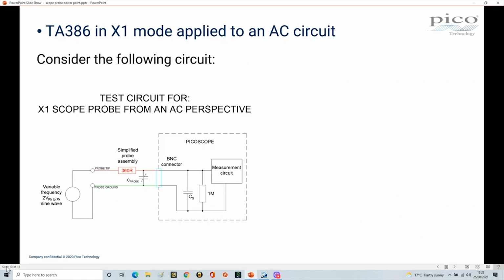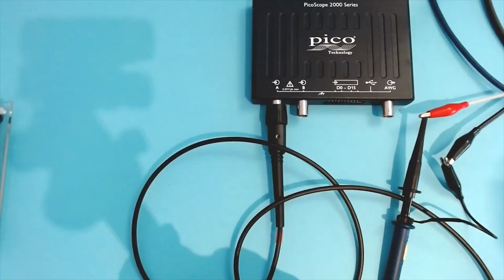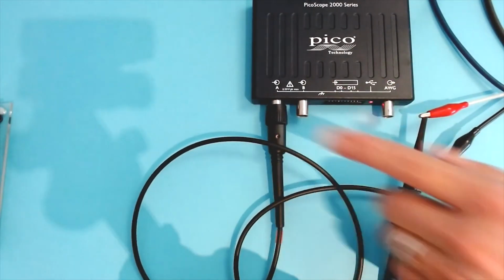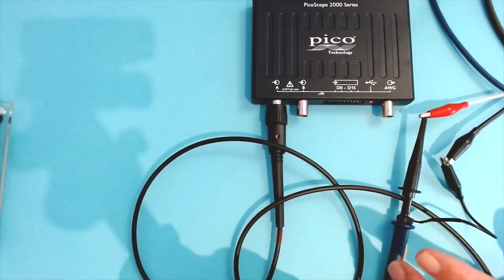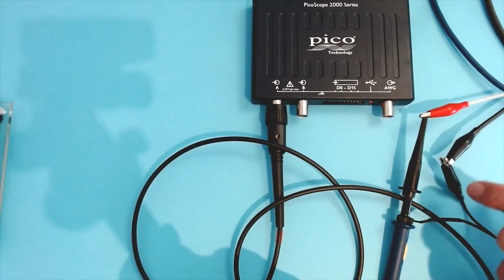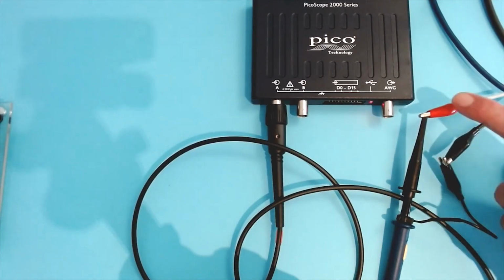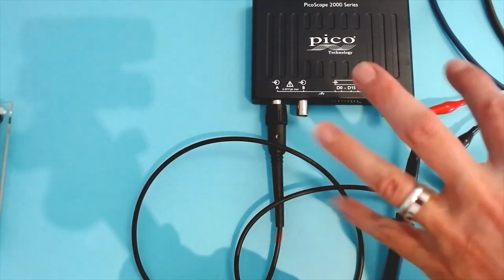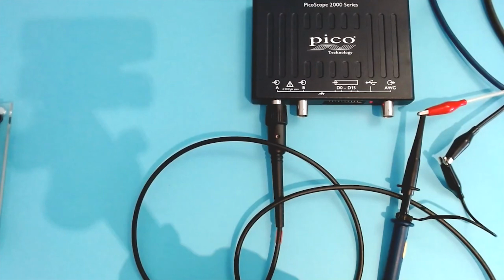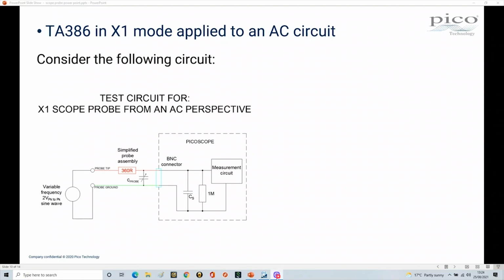So let me just show you what I've done in reality, and if I can change my screen over. So there we have our picoscope here, channel A with our TA386 probe, and it's connected to the signal generator lead. So this is my ground of my signal generator, and this is the output of the signal generator going to my hook probe. So that's my circuit I've got. Now, I'm not going to show you the signal generator because you don't need to see it. What's more important is what it's actually doing in terms of the signal generation.